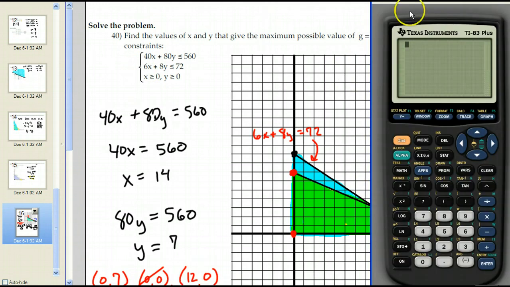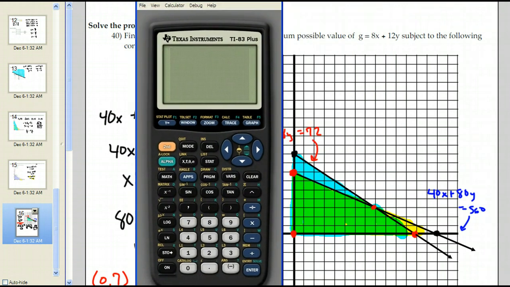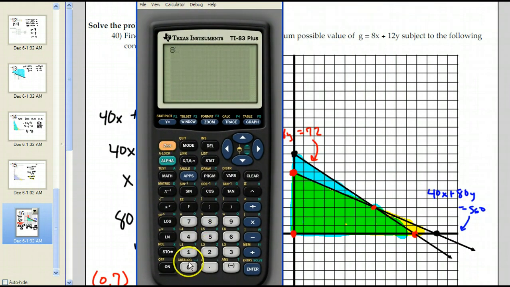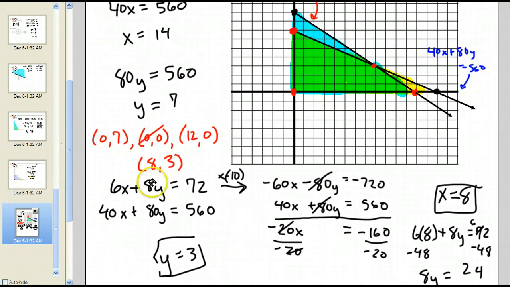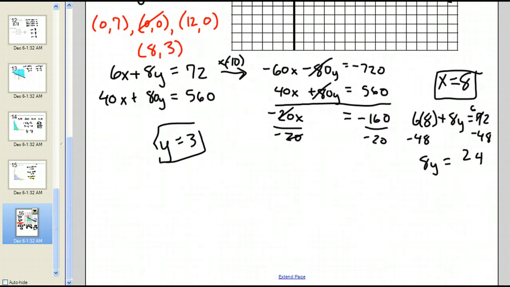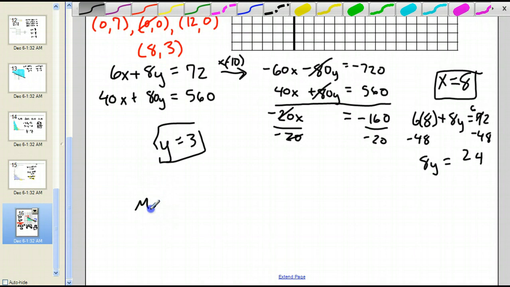And remember, we got the x's in L1, the y's in L2, so we're going to press 8 L1 plus 12 L2, hit enter, we get 84, 96, and 100. So that means 100 is the maximum that we can get, and that occurs at this 8, 3. The maximum is 100 when x equals 8 and y equals 3.